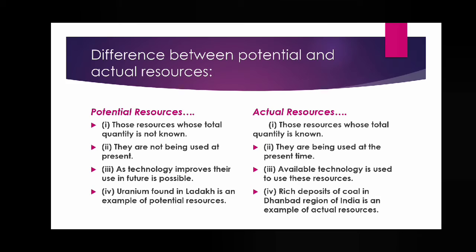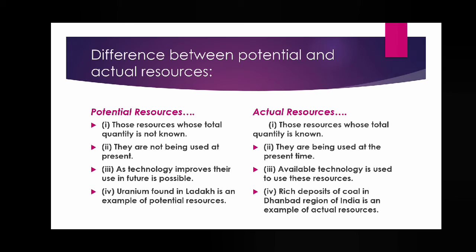Uranium, it is one source of energy. Uranium found in Ladakh is an example of potential resource. That means we know it is present in Ladakh, but till now we have not started to use it, we have not extracted it, that's why it is called potential. We know it can provide us electricity, we know it can help us satisfy our needs, but till now it is not in use, so it is called potential resources.